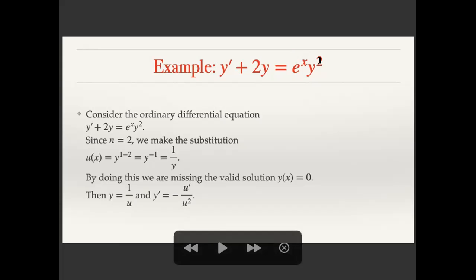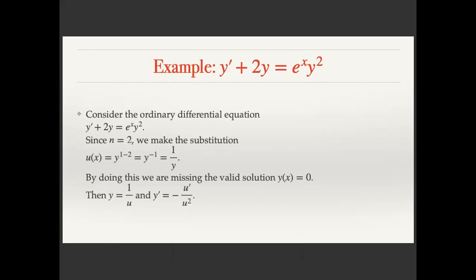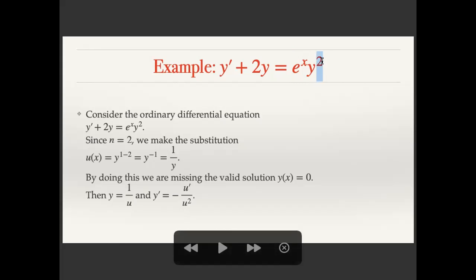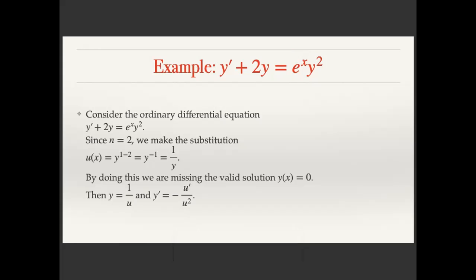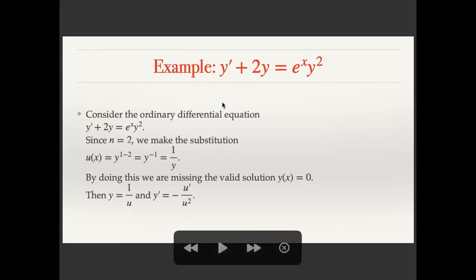And n, the number here, so the power of y is 2. Sometimes instead of n I call it d, or sometimes alpha, whatever. But in this course, I think I'll stick to calling it n. Then we should make the substitution u is equal to y to the power 1 minus n. Here n is 2, so this is y to the minus 1, which is 1 over y.